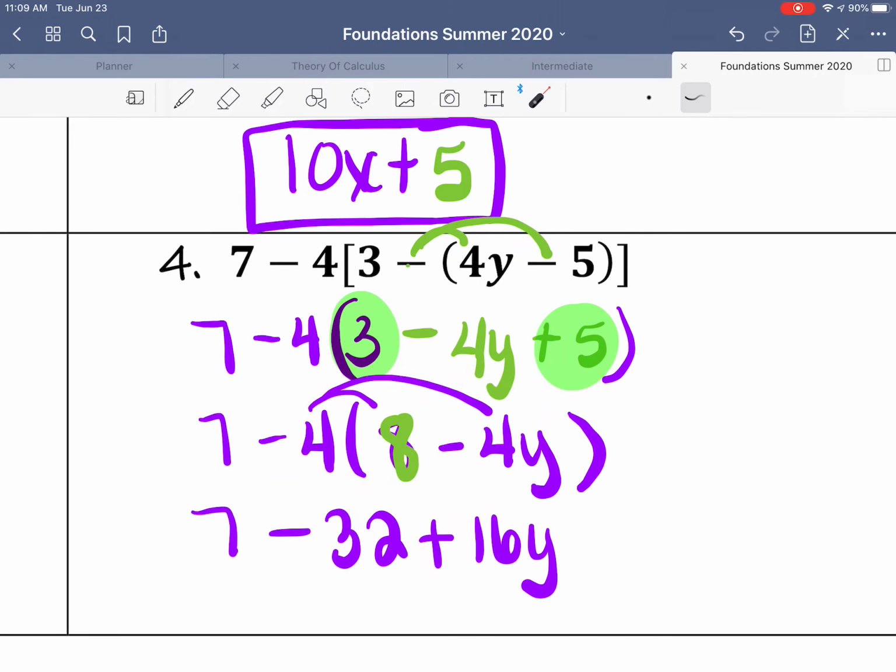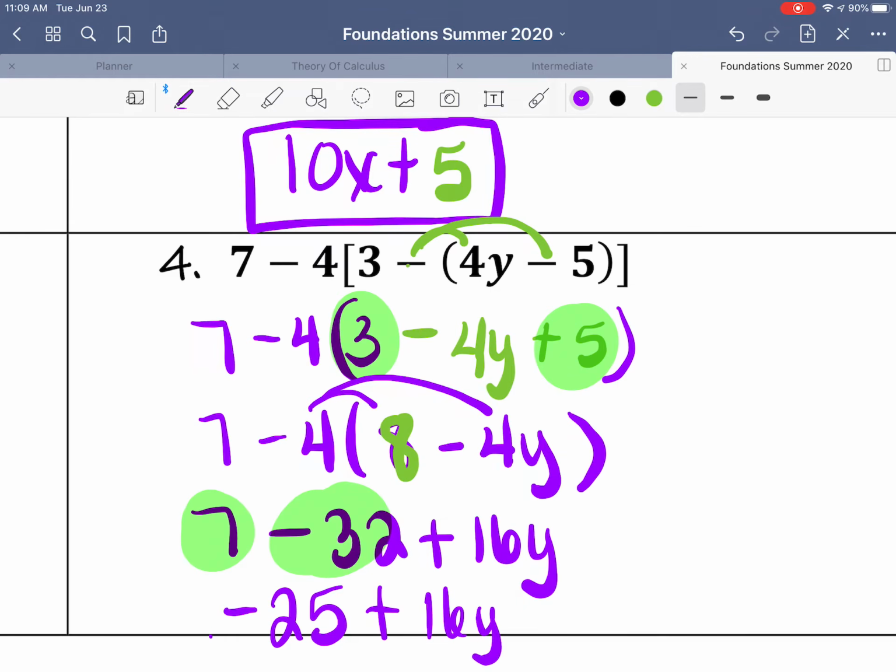It was actually 7 minus 4 times this stuff. And so it's hidden, but it looks like this instead. And now I have like terms again. It is -25 plus 16y. Done.